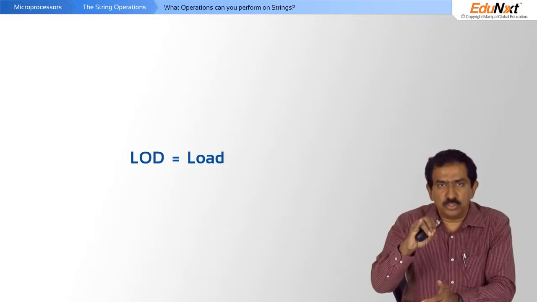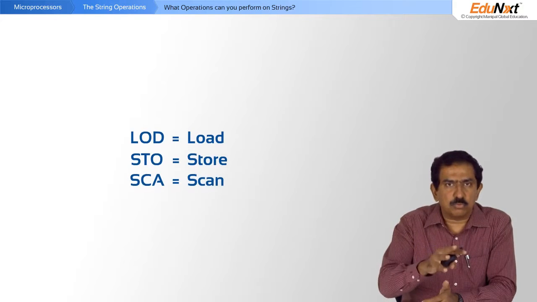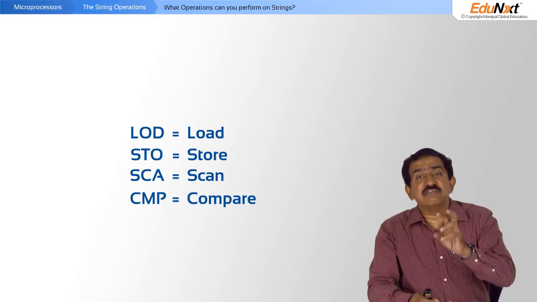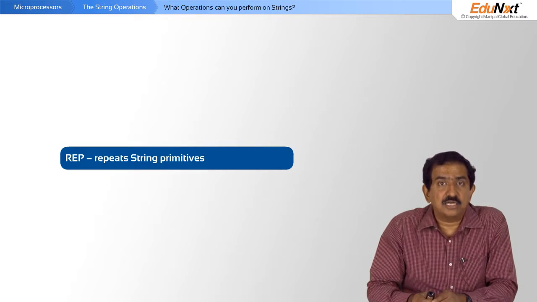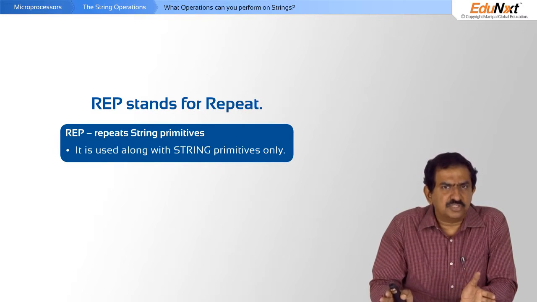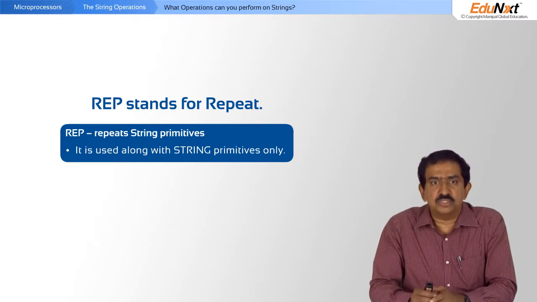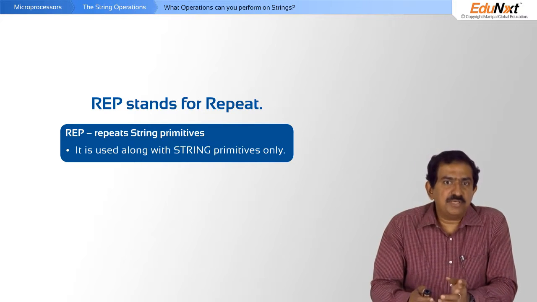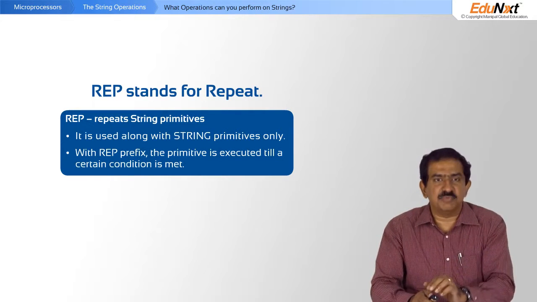An important instruction that goes along with all these string instructions. So we talked about load, LODS, we talked about STOS, we spoke about scan, we spoke about compare. All these instructions have an instruction that goes along with them, a special instruction called REP, and REP stands for repeat, and it is used only with the string primitives. REP cannot be used with any other instruction. It is used only with the string primitives, and REP is used as a prefix, and the primitive is executed till a certain condition is met.